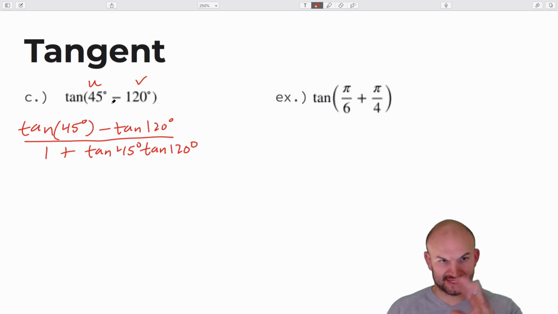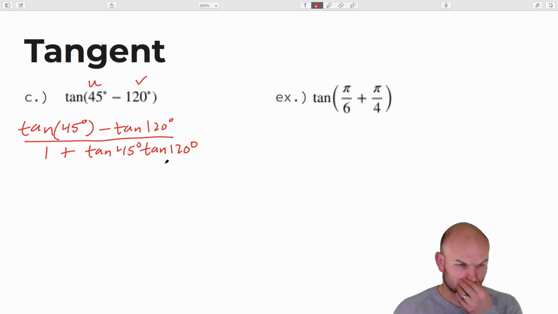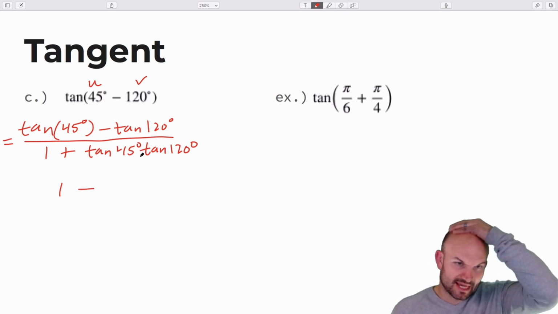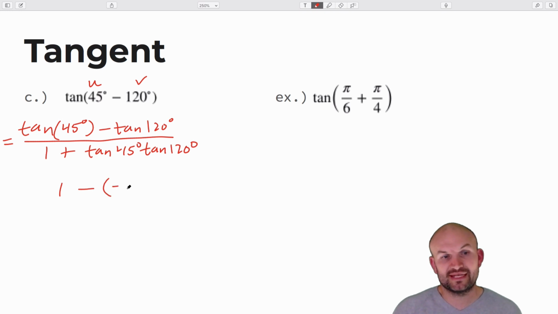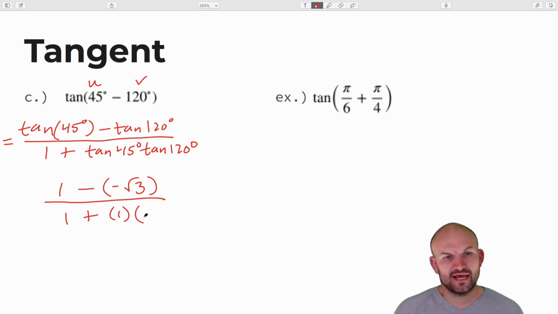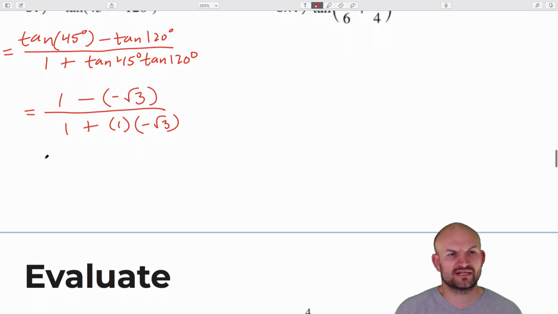So again, just remember that when we're doing the difference of two angles, the numerator is the same and the denominator is the opposite sign. So now we just go ahead and evaluate. The tangent of 45 degrees, remember, is just going to be 1. The tangent of 120 degrees, again, take note of the quadrant we're dealing with. We're in the second quadrant, and tangent of 120 degrees then is going to be a negative square root of 3. This is me going off of the unit circle here. And then I have 1 plus tangent of 45 degrees is 1, and then we have minus the square root of 3.